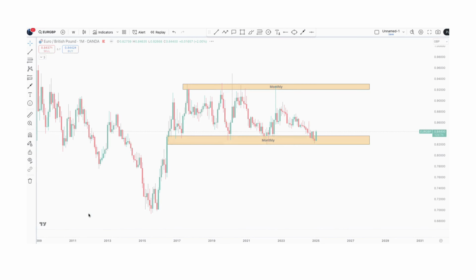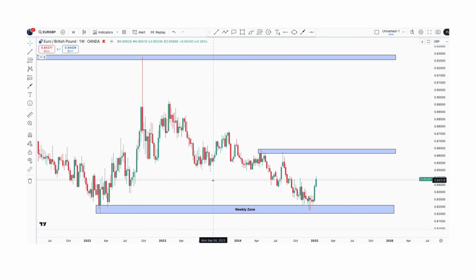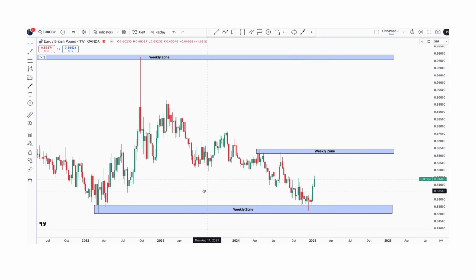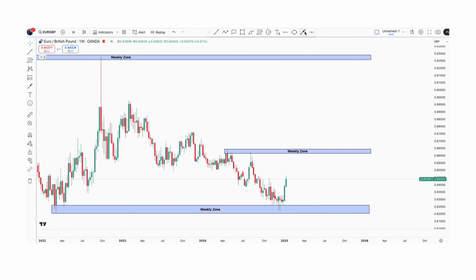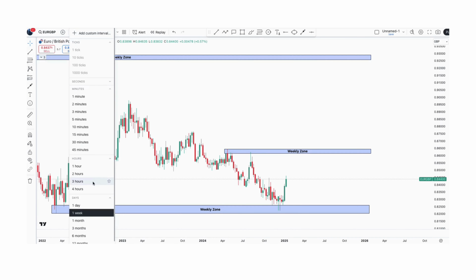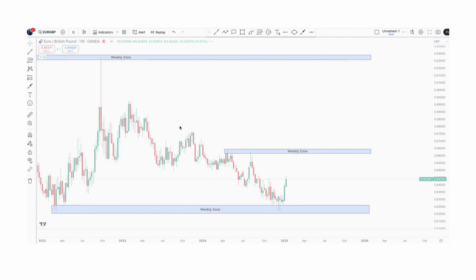Drop down to the weekly time frame, and on the weekly, we can see that price was in a downtrend here. Price was pushing to the downside. It tapped into this weekly level of support, and it's starting to push back up potentially to this weekly level of resistance. So that's something key that we want to look into as we go into the daily time frame and potentially find a trading opportunity.